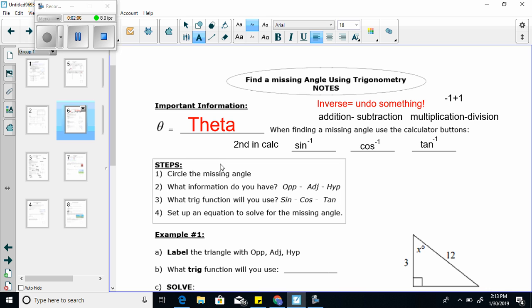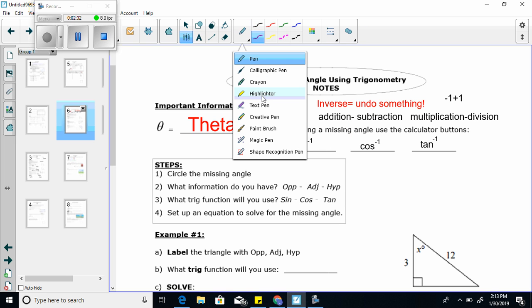All it is is a way to represent a missing angle. A lot of the time we'll say sine of theta, cosine of theta. That's just a missing angle we're solving for, instead of saying x, because a lot of the time we use x for sides, but we can also use x for angles, like in our first example down here. It's just important you know that this just means a missing angle.